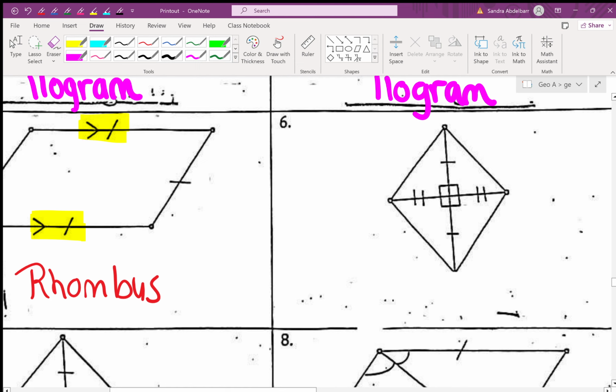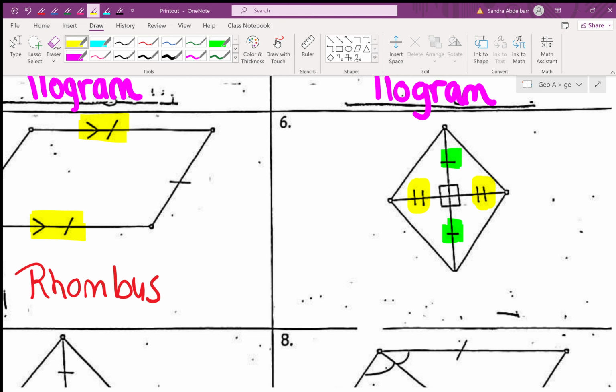What's the first thing you should ask yourself? Sam. Is it a parallelogram? Don't get scared. Don't let me confuse you by how I draw it. Is it a parallelogram? Just yes or no? Yes. Why? The diagonals bisect each other, right? Isn't that a parallelogram? Okay, so now we're under the parallelogram column.